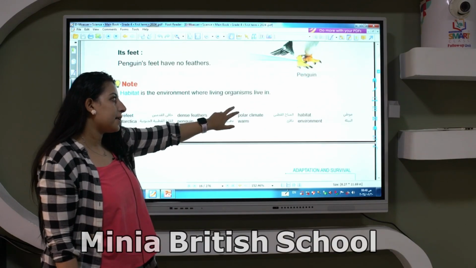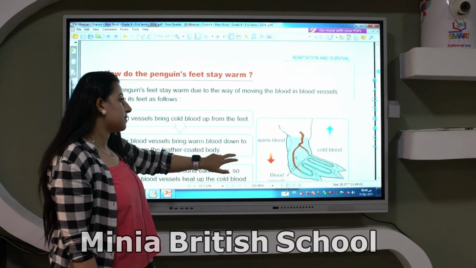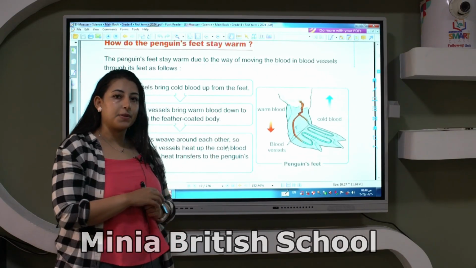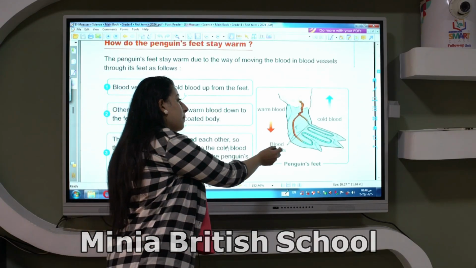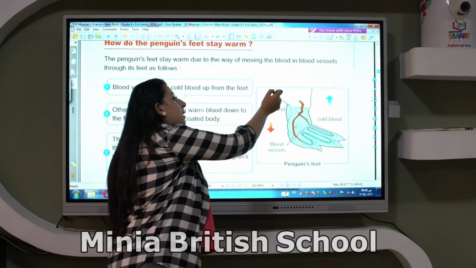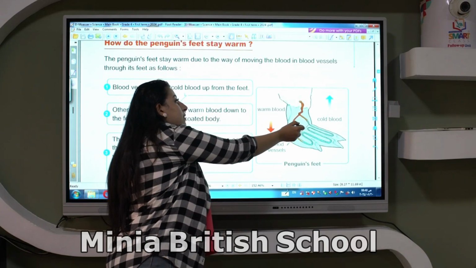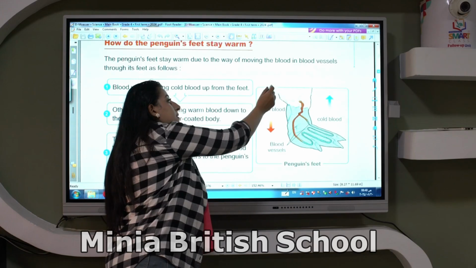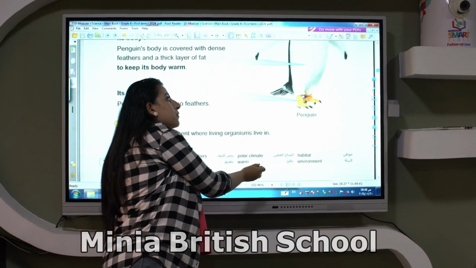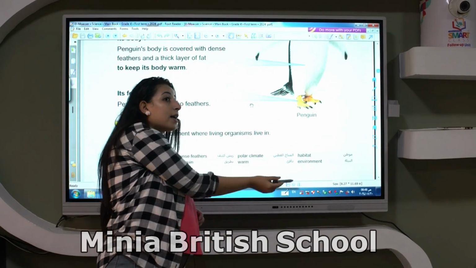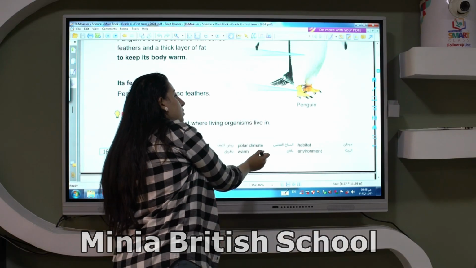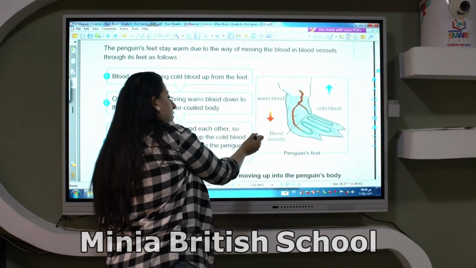So what's happening inside the penguin's feet? Penguins' feet have two types of blood vessels. One of them feels warm. Why? Because the blood moves from up to down. Up, there is what? There is feathers and fatty layer. So blood moves from up to down, feels what? Warm. What about the cold one?